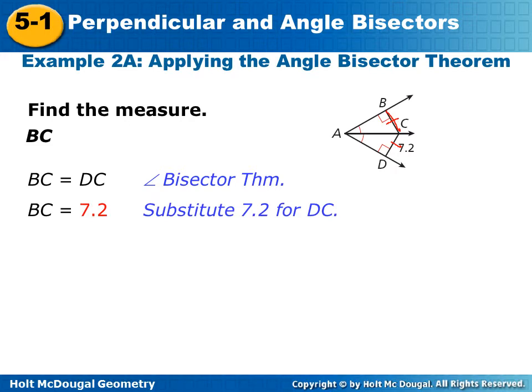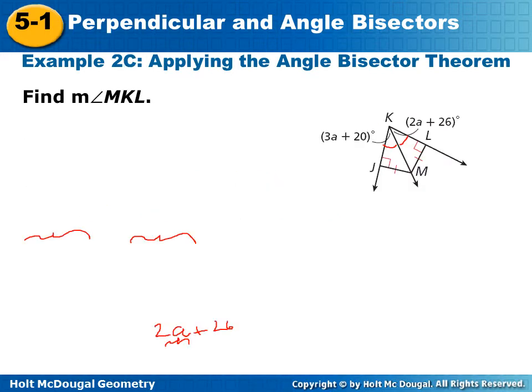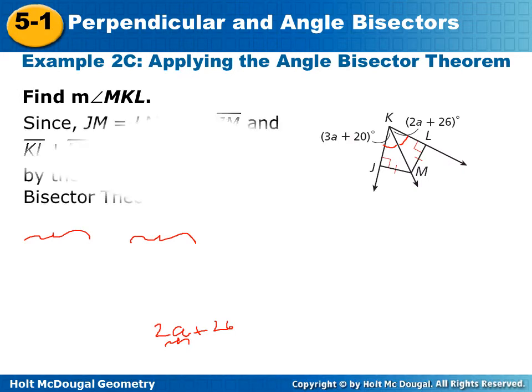So if we substitute 7.2 for DC, we find that BC is also equal to 7.2. Here we want to find the measure of angle MKL.